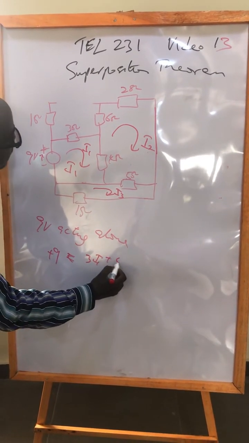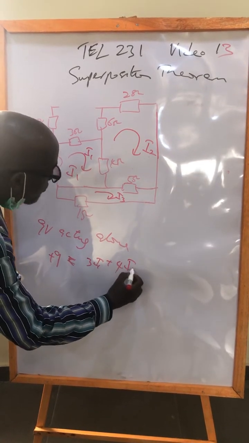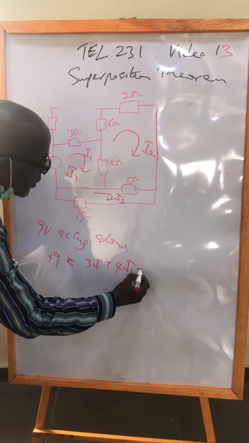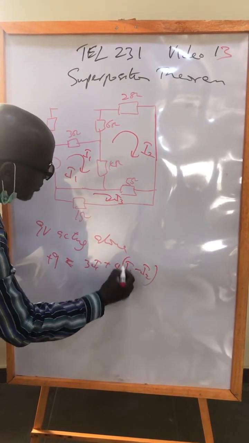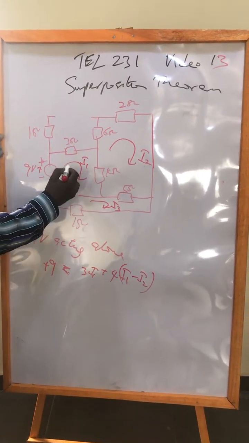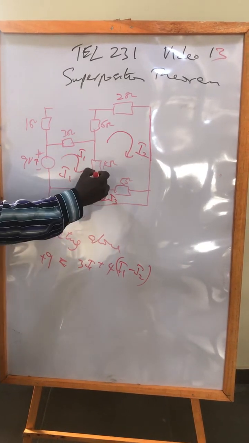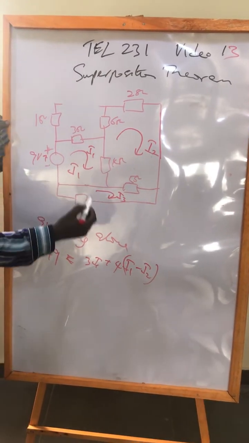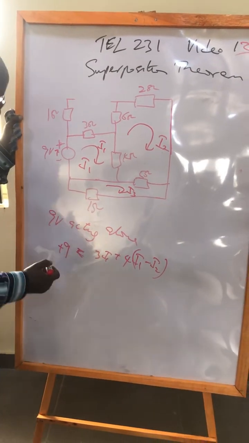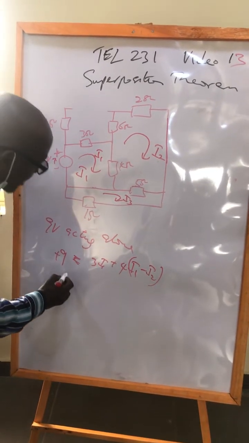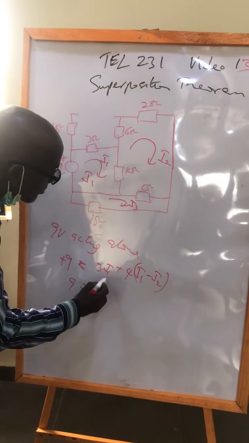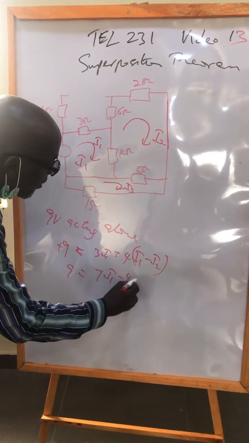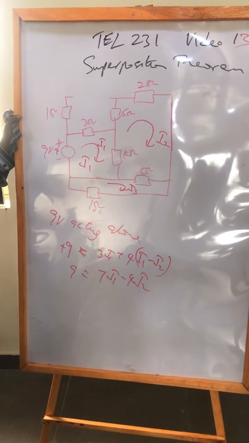3I1 plus 4I1. You know, I1 is going down, I2 is going up. This will be I1 minus I2. I1 in this 4 ohm will be going down, whereas I2 will be going up. So it's going to be I1 minus I2. So from here, I can say that 9 equals 7I1 minus 4I2. Take note of that.